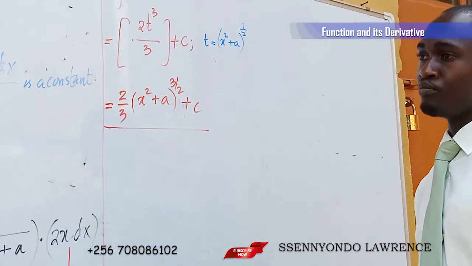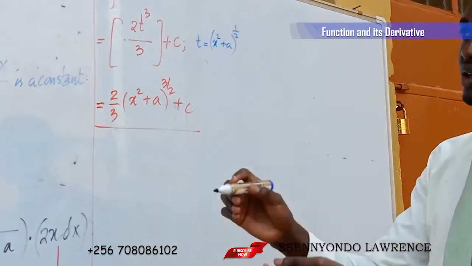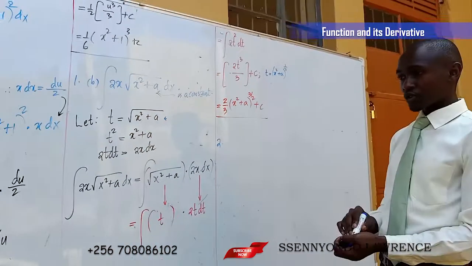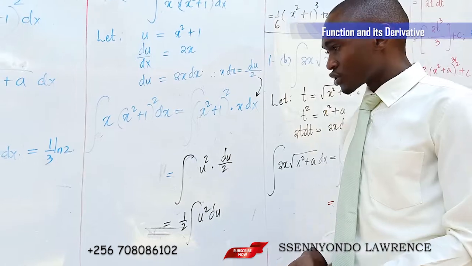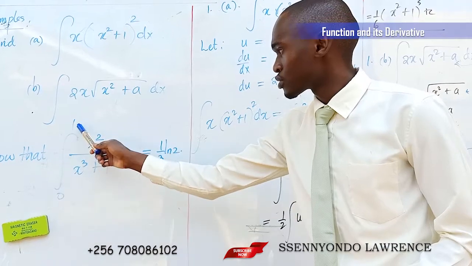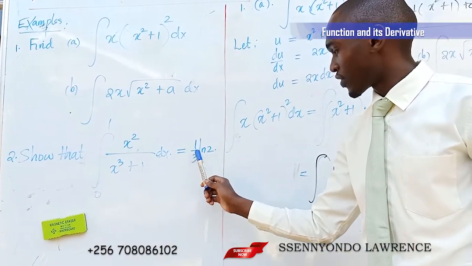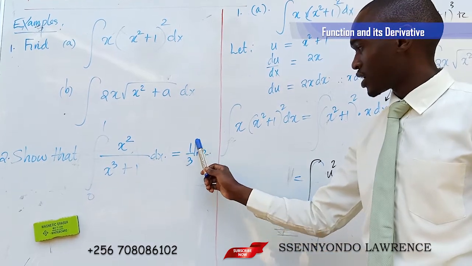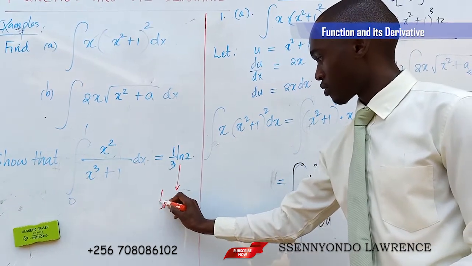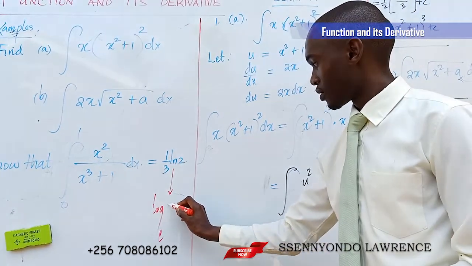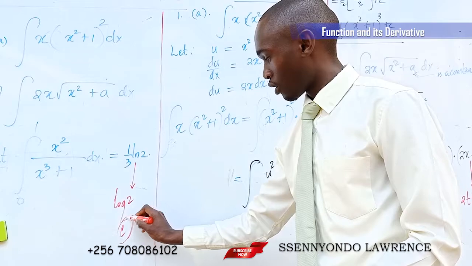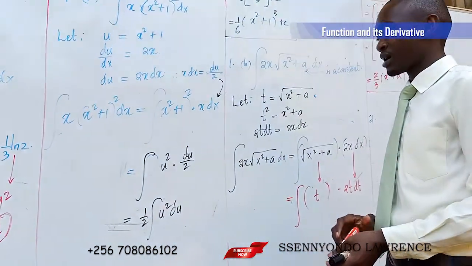To part B of number 1. And lastly, in our discussion under this section, number 2, where we are told to show that this integral with the limits from 0 to 1 is equal to a third the natural log of 2. Natural log is normally implied as the log to base e of 2. Natural logarithm is a logarithm whose base is a natural number e.